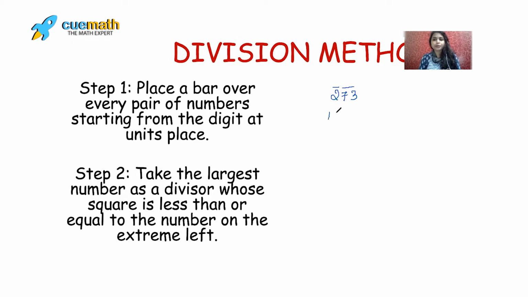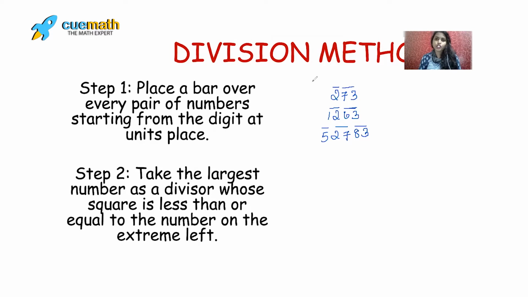For a 4-digit number, again place a bar over every pair of digits starting from the units place. So 63 will be one pair, and another one is 12. In the case of a 5-digit number, again I'm repeating it, place a bar over every pair of digits starting from the units place. So 83 is grouped, 27 and 5. So this is how we place the bars before starting with the division.